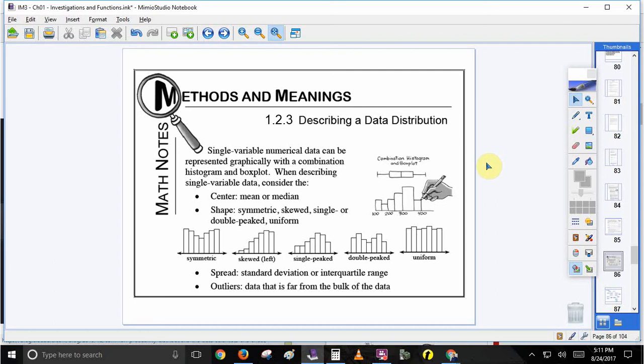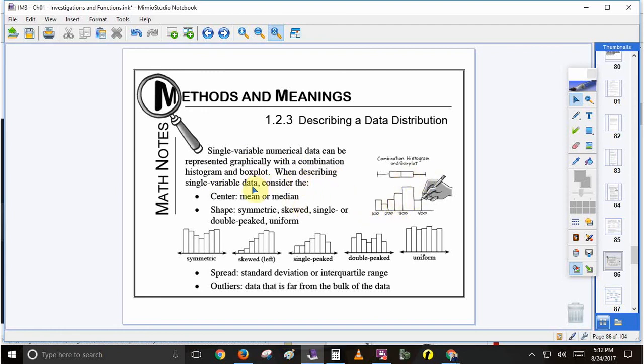In the last video we talked about how to make a box plot by looking at Q1, Q2, Q3, mins and maxes. In this one we're just going to talk about what happens if you represent that data instead of with a box plot with something called a histogram. Alright, so single variable numeric data can be represented graphically with a combination of histogram and box plot. So here's our box plot. This is a histogram right here.